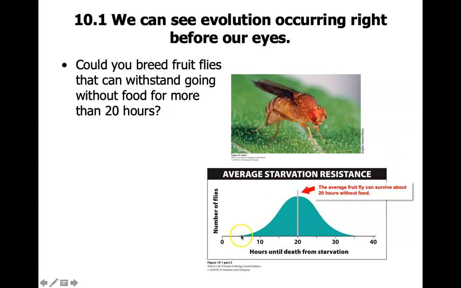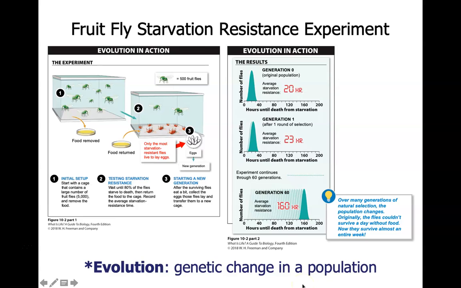Down here we have a graph that shows the average. Of course an average means that there are extremes on both ends. The average fly lives about 20 hours without food. Some appear to start dying off more rapidly, at 10 or 15 hours, and then some can live a bit longer. To conduct this experiment, individuals started with a population of about 5,000 flies, and they put them in a cage and removed their food.